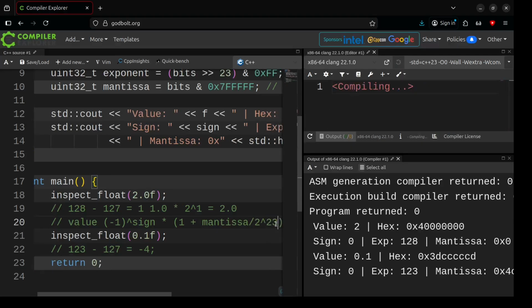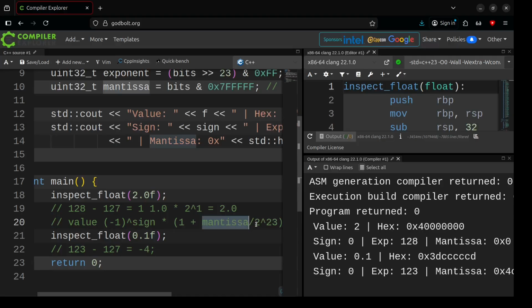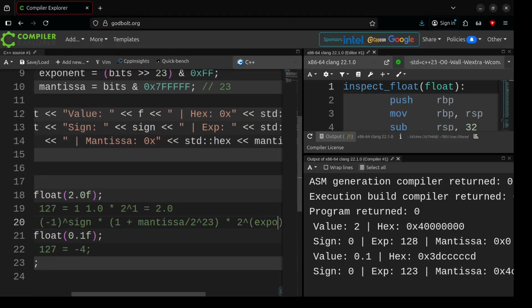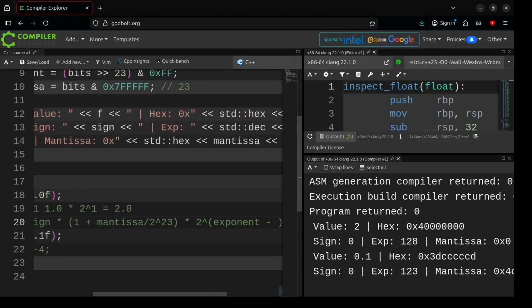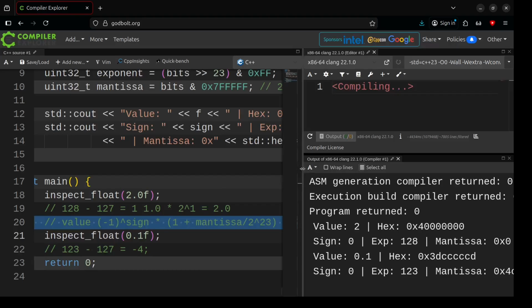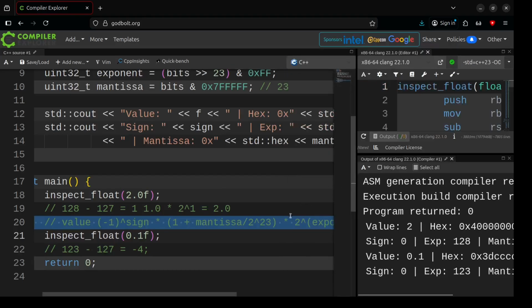Now that's done, because this is in binary and it needs to represent values between 0 and 1. That's why we divide it by this number. It's a scaling thing, basically. And after that, we multiply by 2 to the power of the exponent minus the bias, which is 127. And this is the formula for so-called normal numbers.